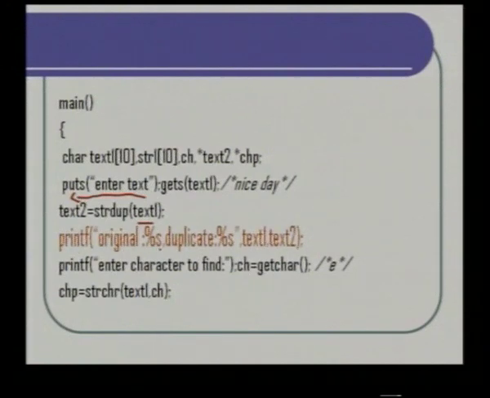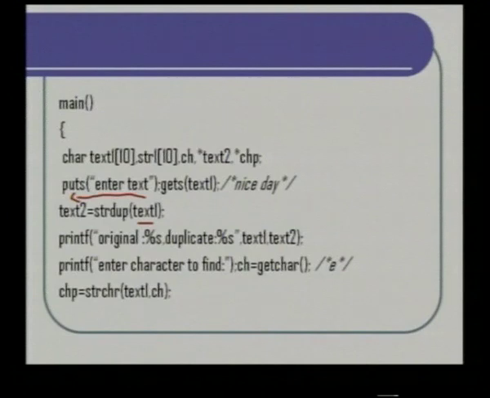So, what I am doing? Printing of original string and duplicate string. Original string is in text1, the duplicate string is in text2. So, here if this percentage s is printed, it has to come as pointer text2, that means pointer will get the value which is present in that memory location, then only my function has been executed correctly. So, this is how a duplication of a string is done.